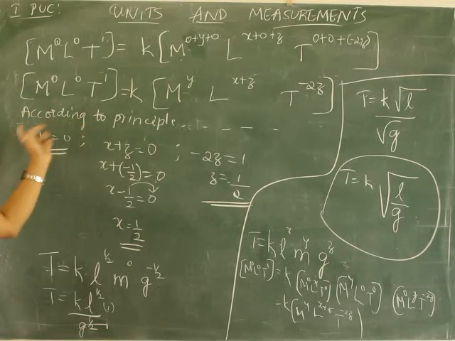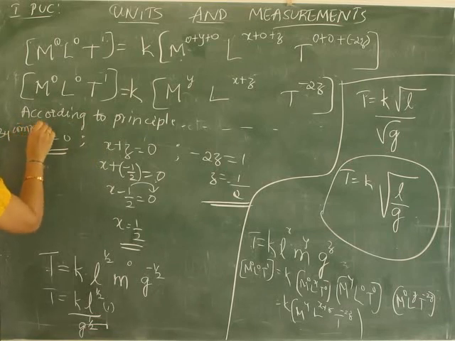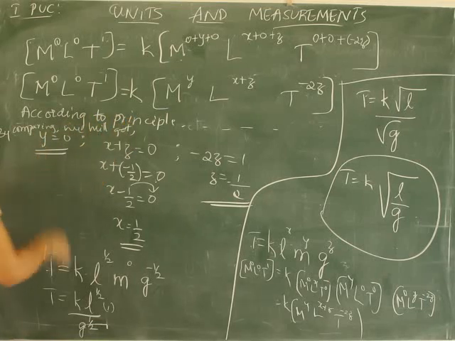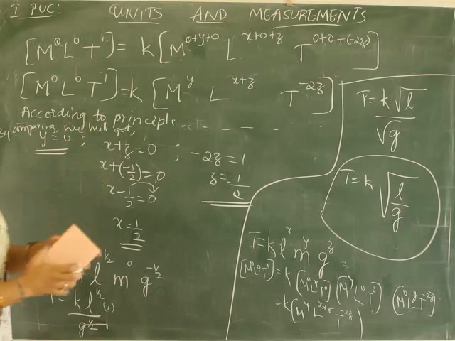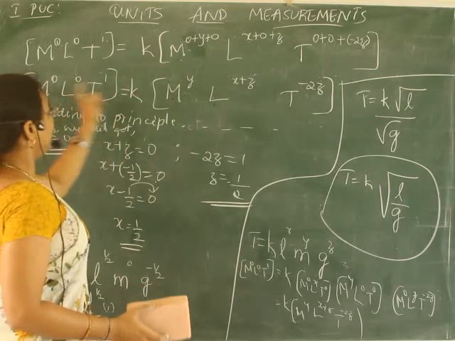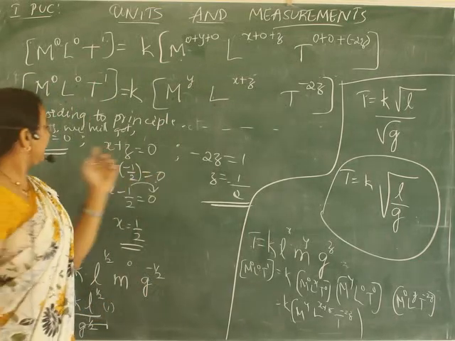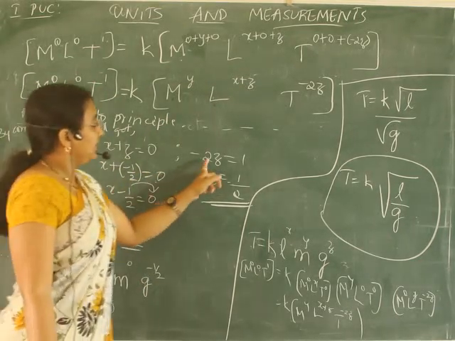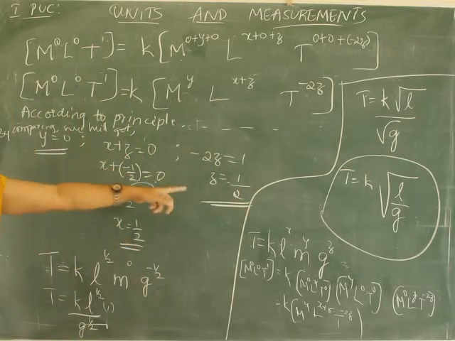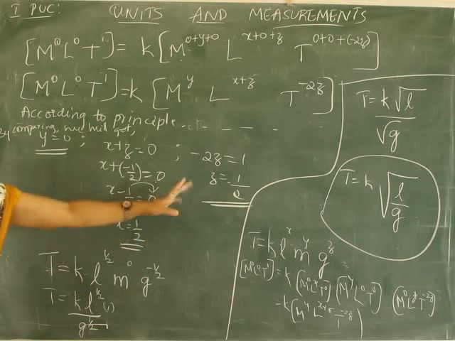Then by comparing, we will get y is equal to 0. How to compare? M to M, L to L, T to T. So y is equal to 0, x plus z equal to 0, minus 2z equal to 1. Here y directly we got as 0, fine. This 2 if we take to the other side it becomes minus half. So in place of z I can write minus half. Taking that minus half to the other side, x becomes plus half. So we got x, y and z.